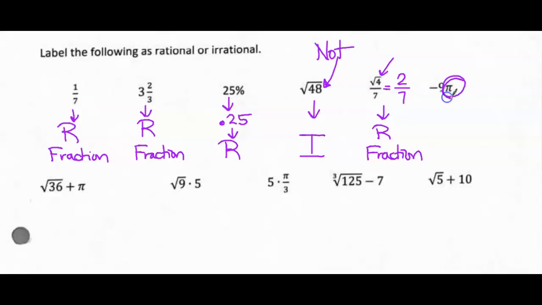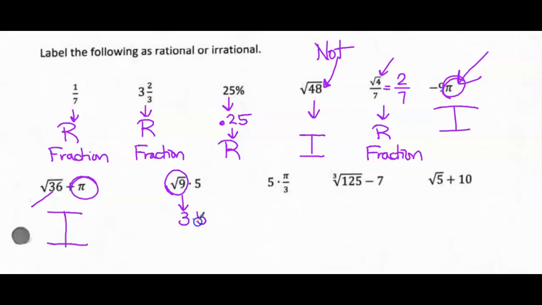-9 pi. As soon as I see pi, I say irrational because every pi is irrational. So the last row, I see pi. That's irrational. Even though the square root of 36 is a perfect square, you're adding it to pi, so that's irrational. Square root of 9, that's a perfect square. I know that's 3. 3 times 5 is 15. This is rational.